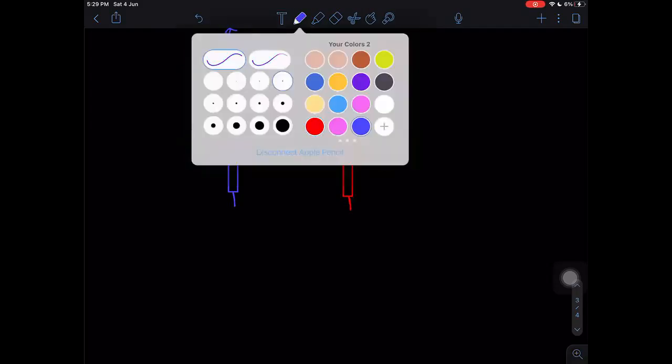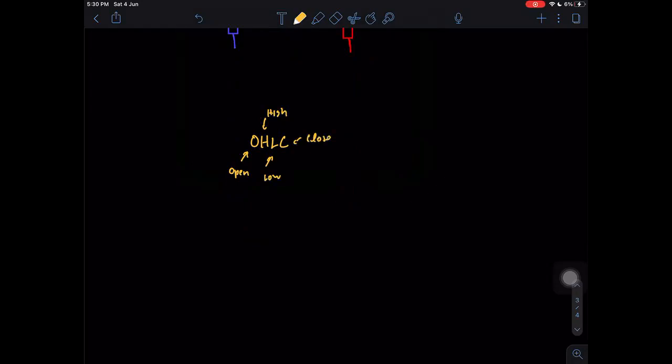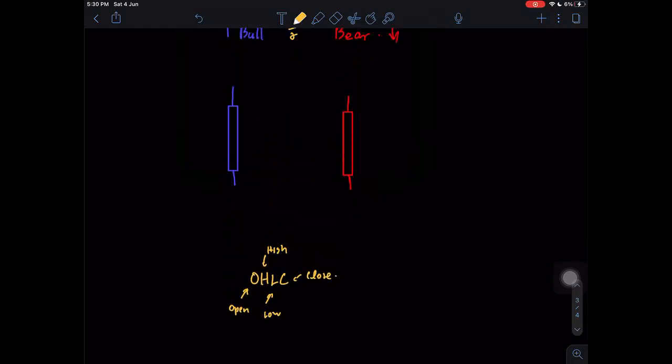And so there's something called OHLC. What the hell is OHLC? Open, high, low, close. Okay. And then if you look at the candlesticks, this is where it opens. This is the high. This is the low, and this is the close.